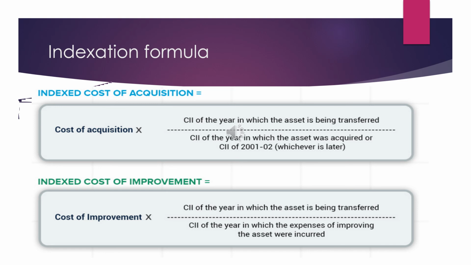Similarly, in case of cost of improvement, any improvement which was done prior to 2001-2, we are going to ignore that. We are not going to consider it because we are only going to take the starting index 100 in case we are talking about a time period which is earlier than 2001-2. So what is the formula of indexed cost of improvement? That is cost of improvement multiplied by cost inflation index in the year in which the asset is transferred. Again, it is going to be your current year only because we are going to calculate the current year capital gains. So divided by the index in the year when the asset was improved.